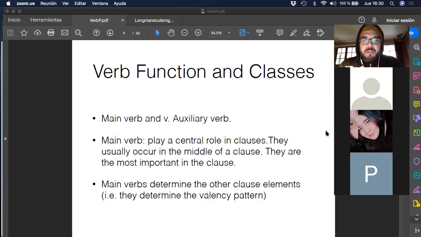Then, verb function and classes, sorry. Main verb versus auxiliary verb. The main verb plays a central role in clauses. I already explained it. They usually occur in the middle of the clause. Usually, not always. When not? Well, questions, imperatives, intransitive verbs.